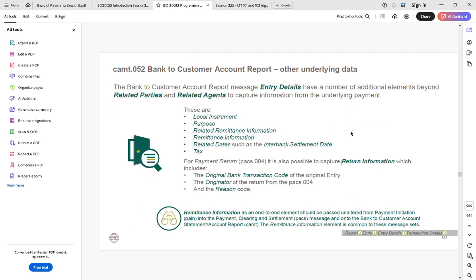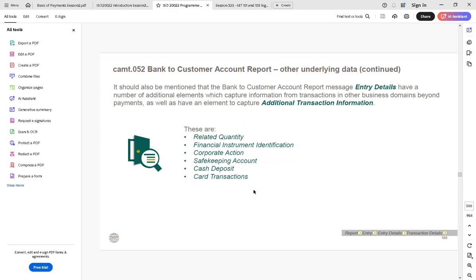Okay. Wow, even the tax is also here. Local instrument, purpose, tax related things. Wow. So many things. Very hard to remember everything now.